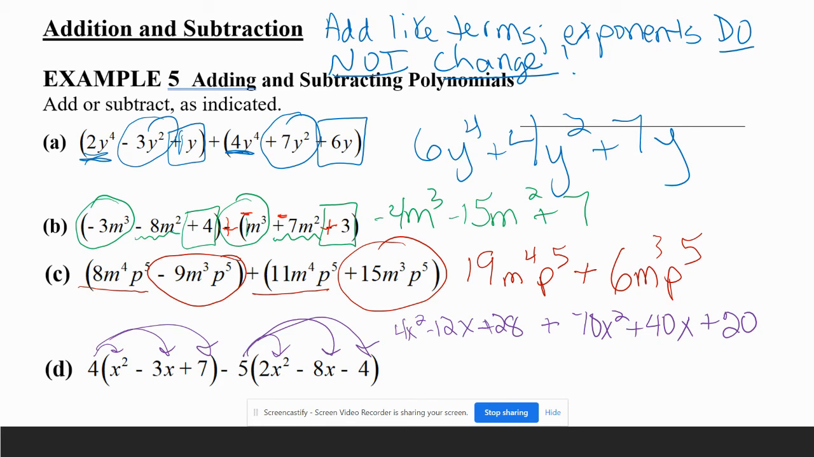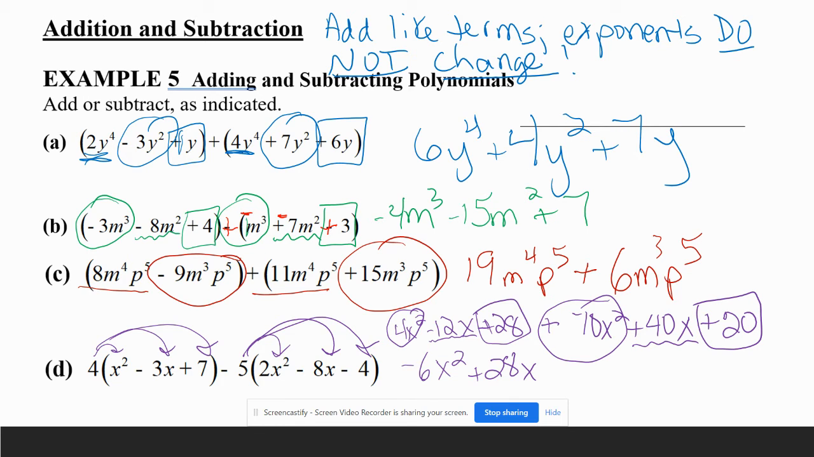Now I can combine my like terms. I have 4x squared plus negative 10x squared. That's negative 6x squared. Negative 12x plus 40x is positive 28x. And then 28 plus 20 is positive 48.